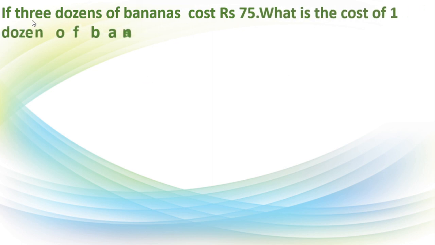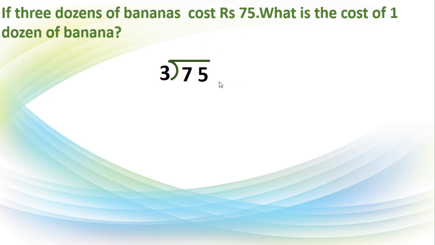Okay, here. If 3 dozens of bananas cost rupees 75, what is the cost of 1 dozen bananas? Yes, 3 dozen bananas cost rupees 75. We will not convert that dozen into single, okay, because directly it is given 3 dozen for 75 rupees. Then what is the cost for 1 dozen? So 75 divided by 3. Then we will get the cost of 1 dozen, right?